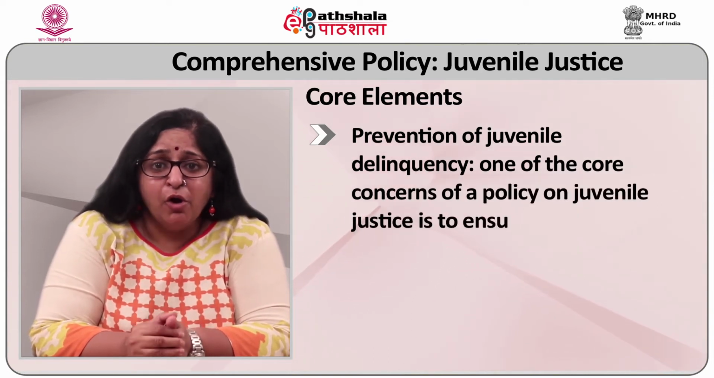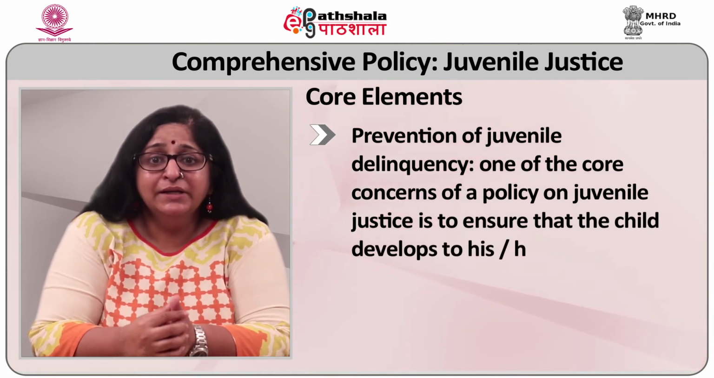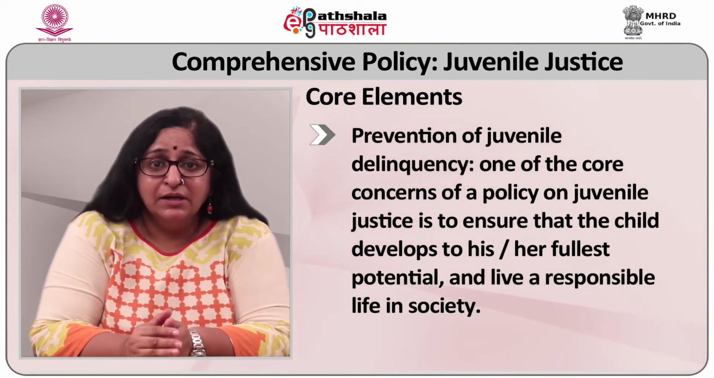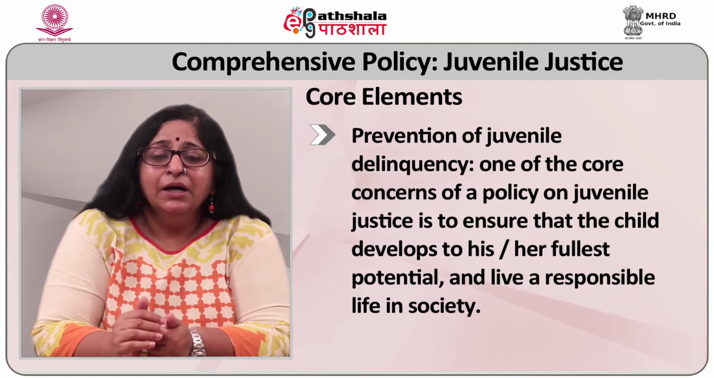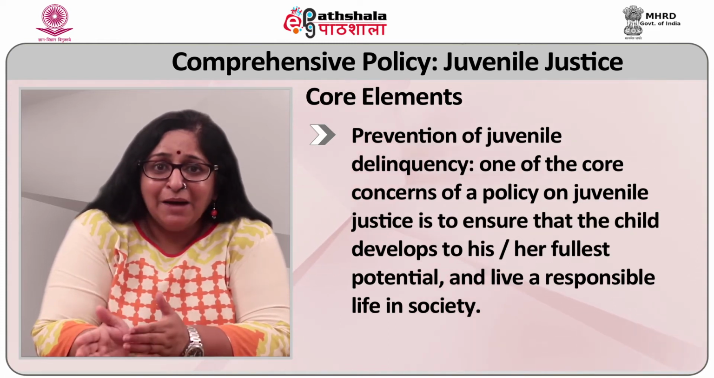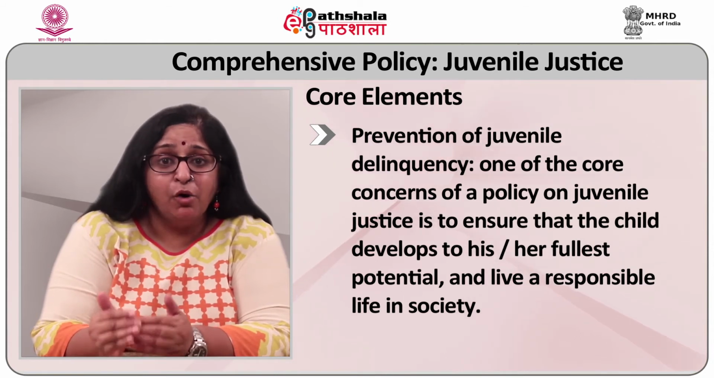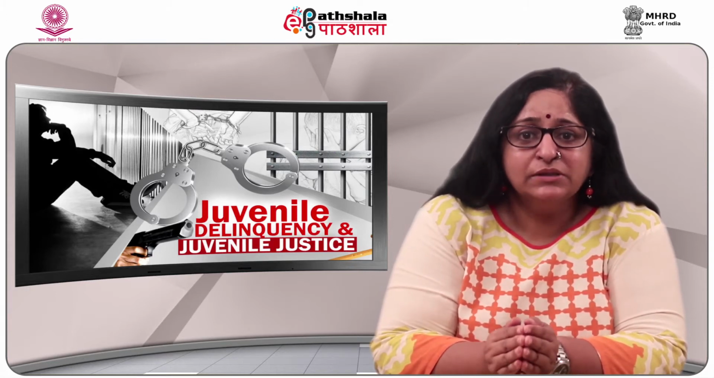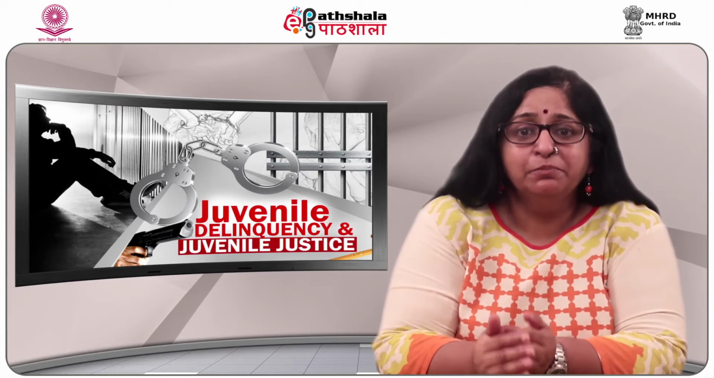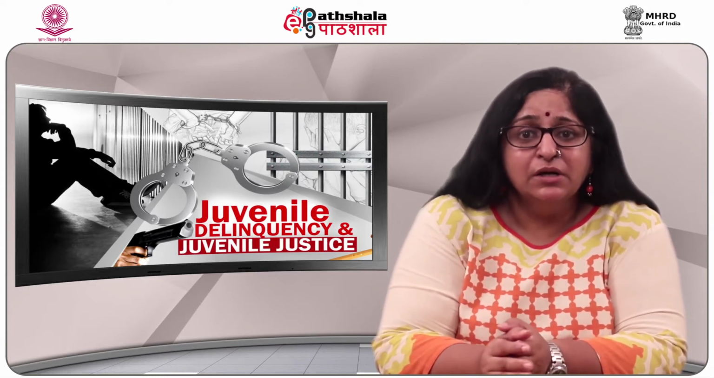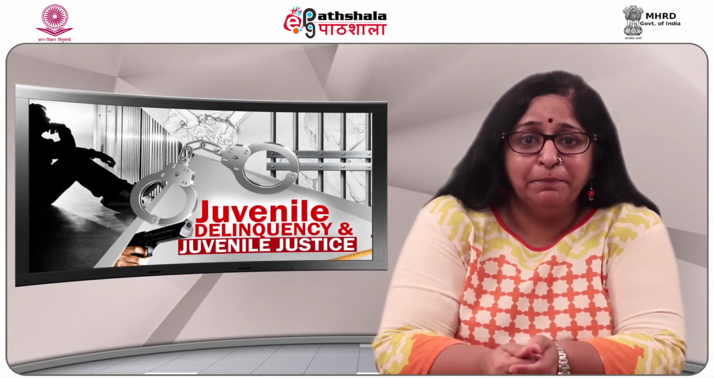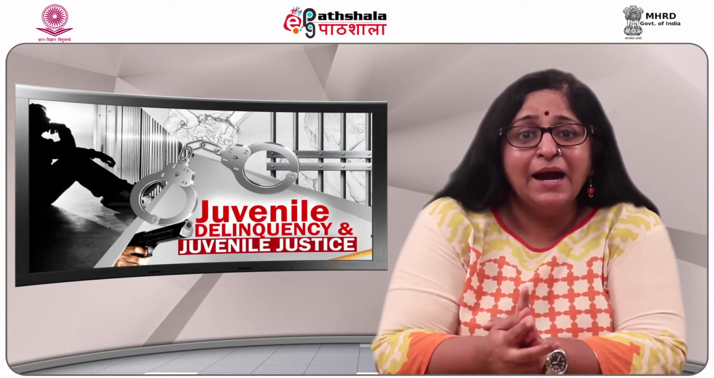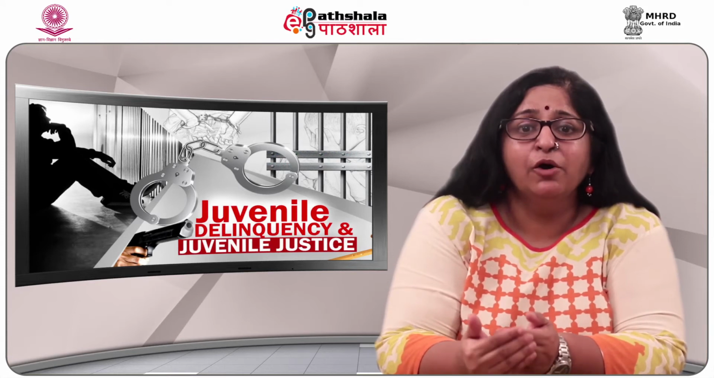Firstly, prevention of juvenile delinquency. This is one of the core concerns of a policy on juvenile justice. That is to ensure that not only is rehabilitation taken care of, but also prevention in the first place. While emphasizing the responsibility of parents at ensuring prevention, the committee also notes the need for assistance to be provided to parents and caregivers in this regard. So it is the state, the parents and the caregivers who have a responsibility of prevention.